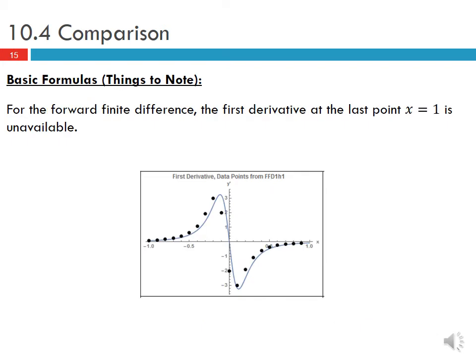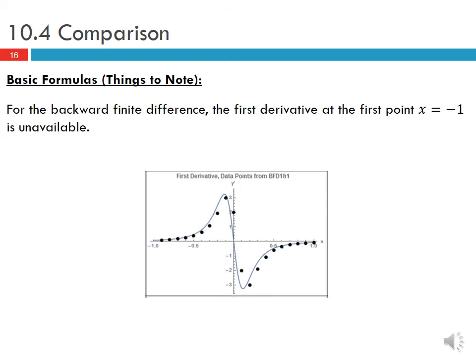The other thing that you can notice is that for the forward finite difference, the first derivative at the last point, so x equal to 1, is unavailable. So you can see at x equal to 1, we don't have any derivative calculated. And this is because it uses the function values after the point. So if we want to calculate the derivative at x_i, we need x_(i+1), which means when we get to the very last point, we can't calculate the derivative there because we don't have another point after it.